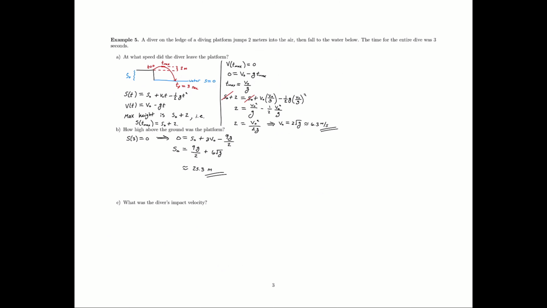So impact velocity here, well, we know that the diver hits the water at 3 seconds, so if we plug 3 into our velocity, we should get the impact velocity. So v naught is 2 root g minus g t. So minus 3g. That is approximately negative 23.1 meters per second. So moving 23 meters in 1 second, that probably hurt a lot if not landed properly. Again, I don't know much about diving, but that is fast.